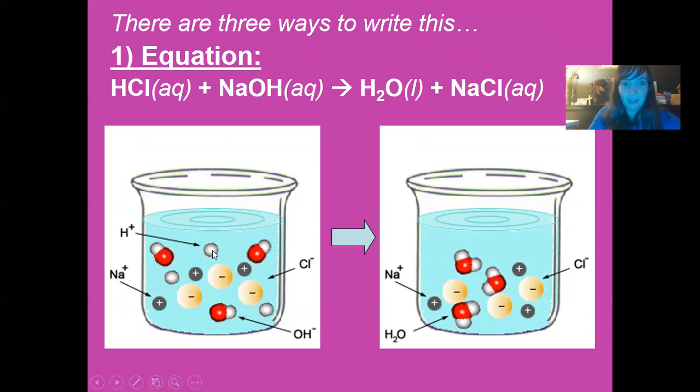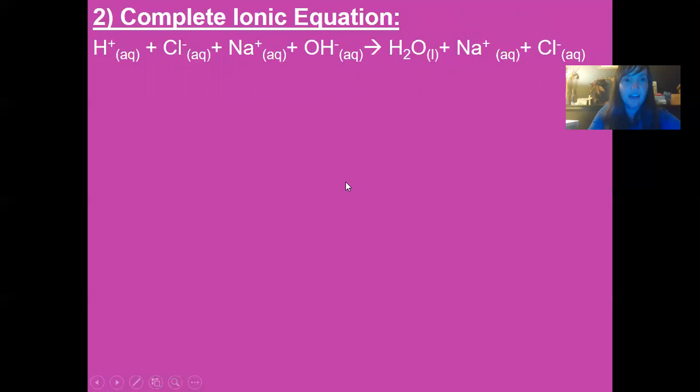HCl, as soon as you put it in water, is not HCl, it's H plus and Cl minus. So it's written that way in the ionic equation. Same with the sodium hydroxide. The water is still written together because that's a molecule. Strong covalent bonds, they'll stick together in water. But the Na and the Cl, that bond will break in water.